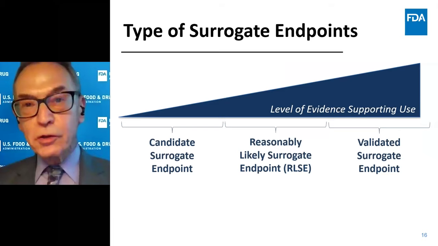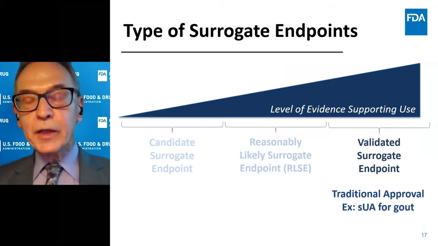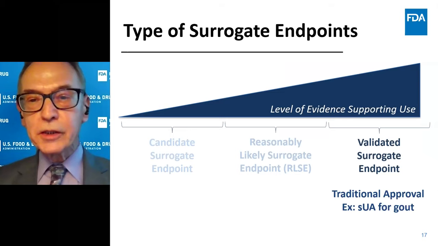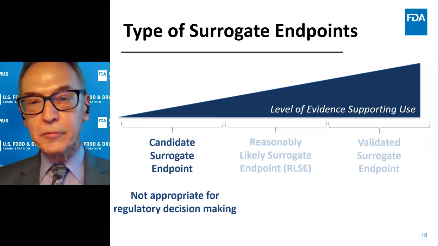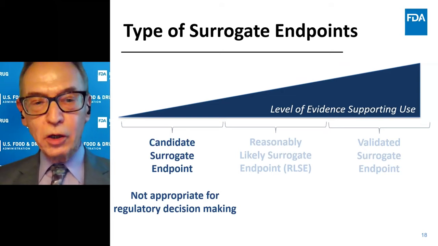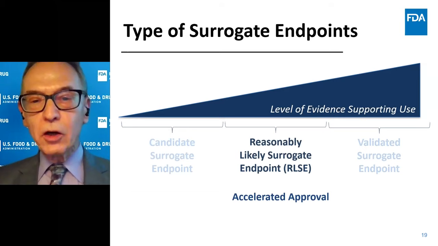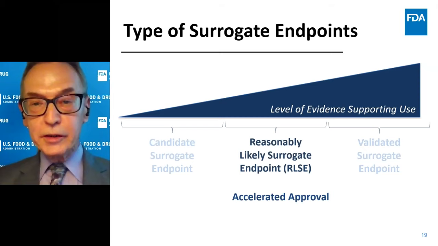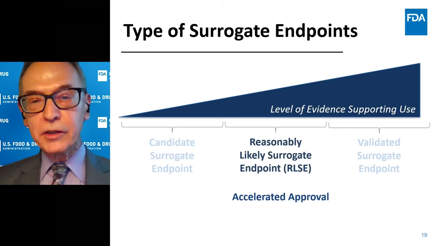So different surrogate endpoints have different levels of supportive evidence. In the case of a validated surrogate endpoint, there's a high level of evidence, and this can be the basis for traditional approval, for example, serum uric acid for gout. In contrast, candidate surrogate endpoints have some evidence linking them to clinical benefit, but the evidence is low, and these aren't appropriate for regulatory decision-making. In between are measures where there is some good evidence to indicate a correspondence to clinical benefit, but not quite enough to be a validated surrogate. And these are the situations where you could use accelerated approval.